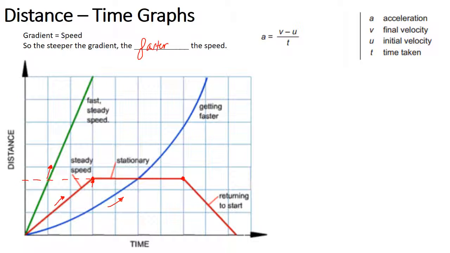If we look at the blue object, we've got something that's accelerating, so usually a curved upwards line shows you that something is accelerating.